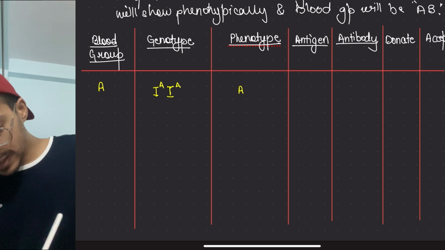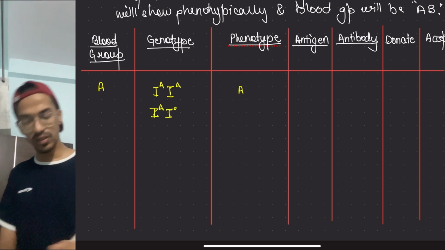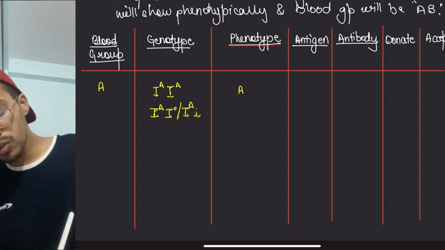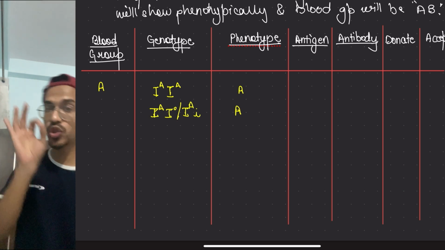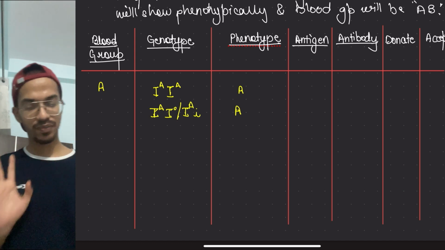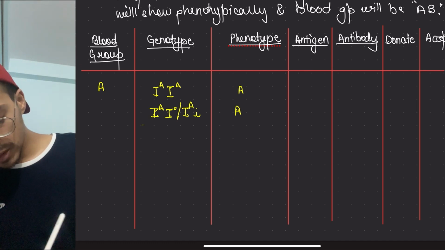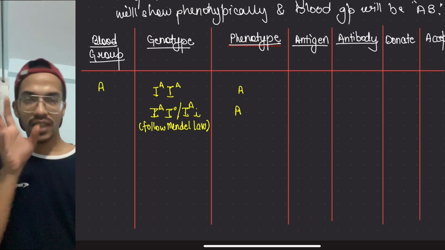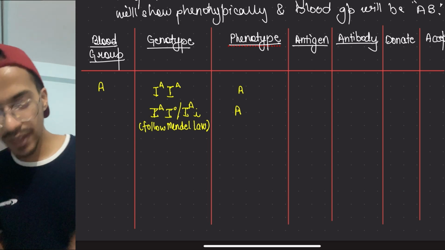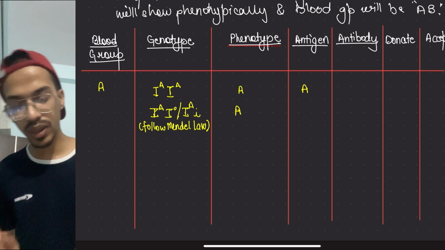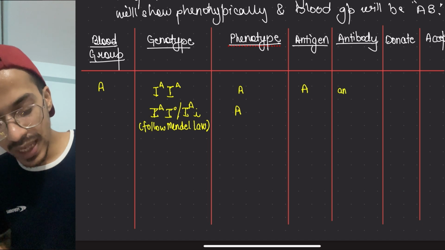If one is A and another one is O, this O can be written as small i, recessive character. Then also, because A is a dominant character, it will show its effects over the O and mask its activity, just like Mendel's dominance. So here it follows Mendel's law. And the antigen that is present: if it is showing A effect, the antigen would also be A. Antibody would be the opposite of it. O antibodies are not present, so anti-B antibodies would be present.